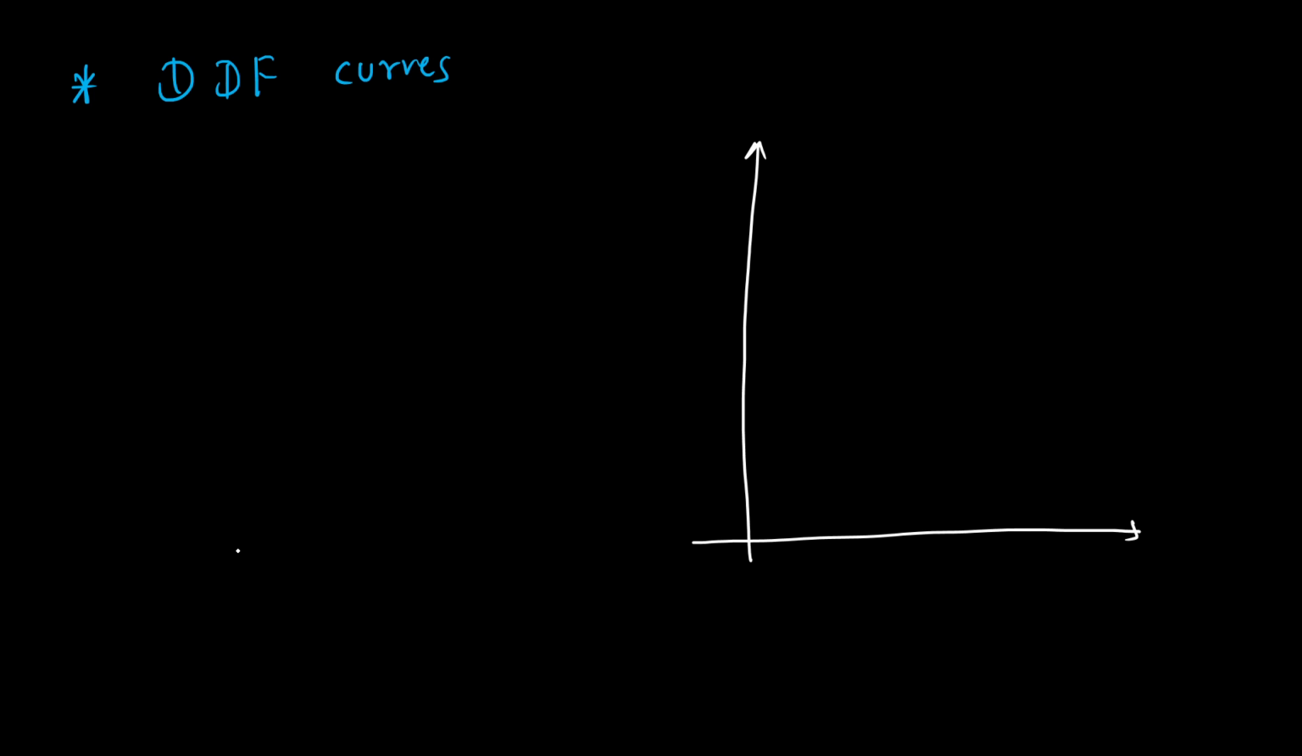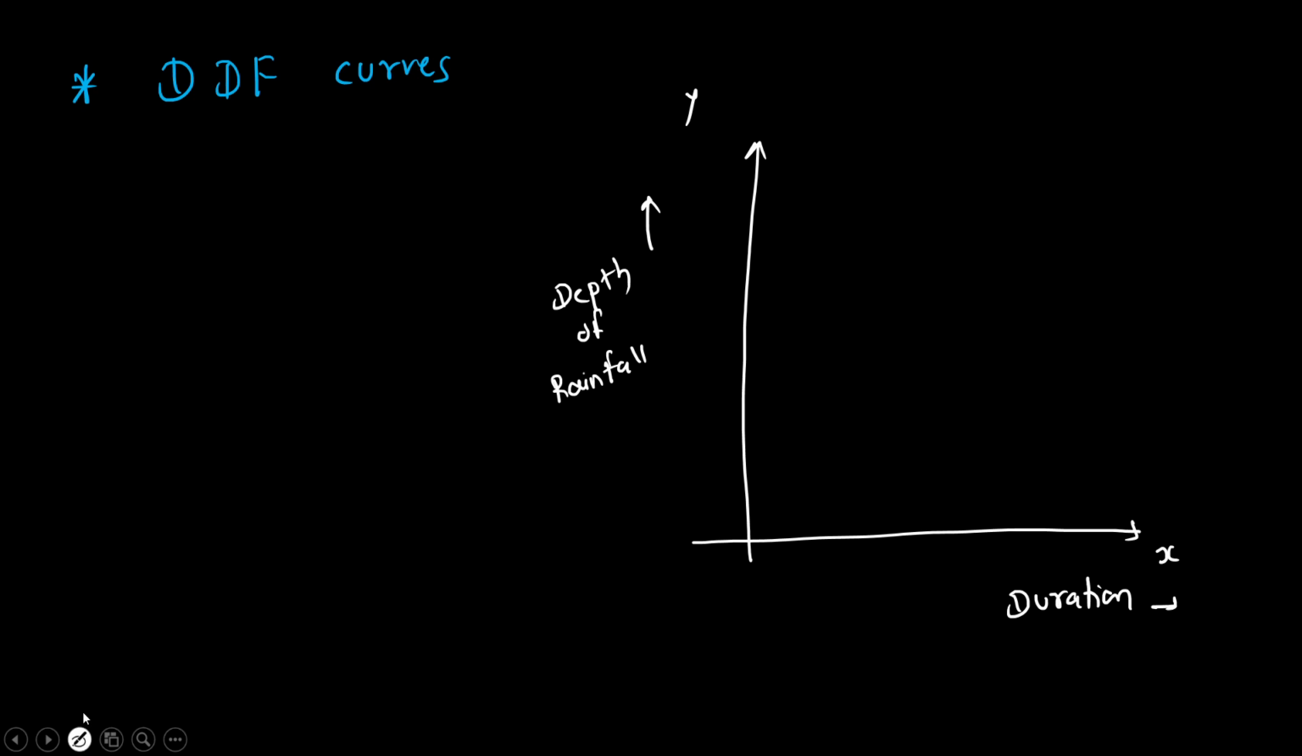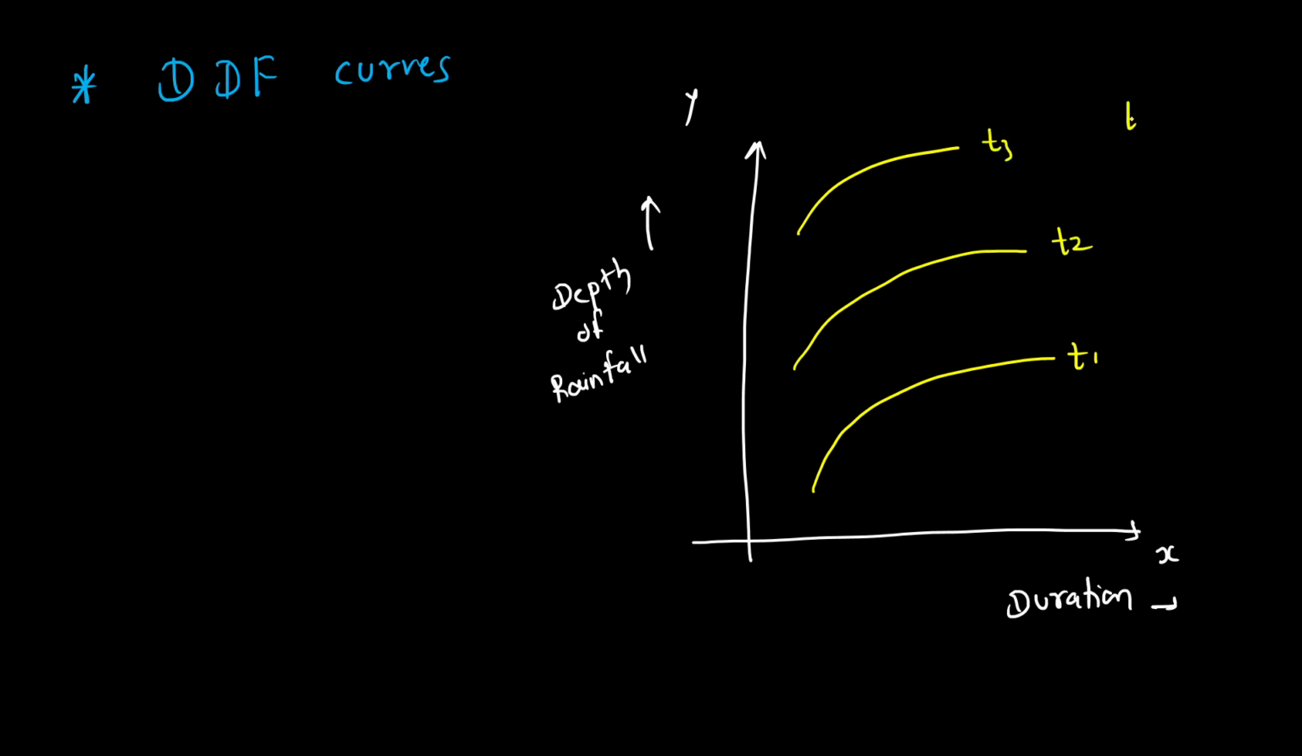Now the last one that we are going to see is DDF curves. What is the representation of this? What we get on the x-axis and what we get on the y-axis is important here. Here it is the duration on the x-axis and on the y-axis it is depth of rainfall. These curves are slightly different now. You can see the shape is different from the IDF curves and DAD curves. Here T1, T2 and T3, and here also T3 is greater than T2, which is greater than T1.